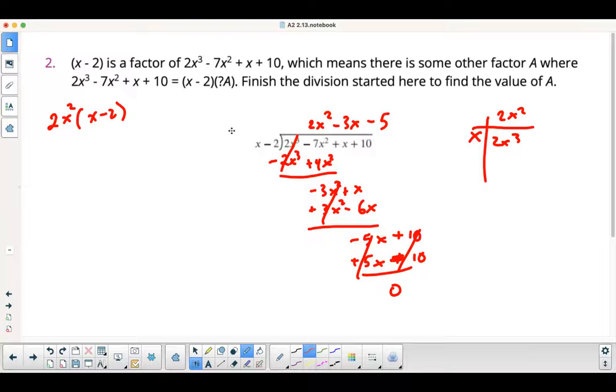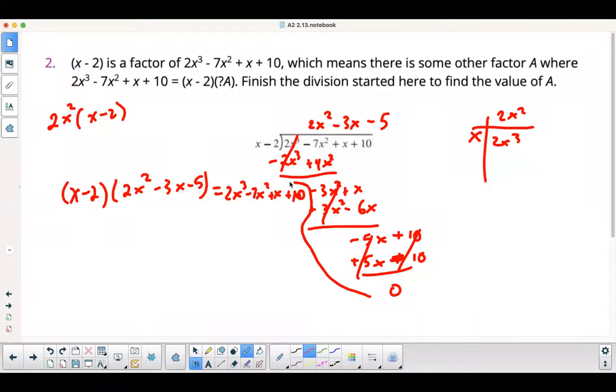So what that means is x minus 2 times 2x squared minus 3x minus 5. If I multiply those, that gives me the 2x cubed minus 7x squared plus x plus 10. Okay, I'll try to kind of separate the problem from that.